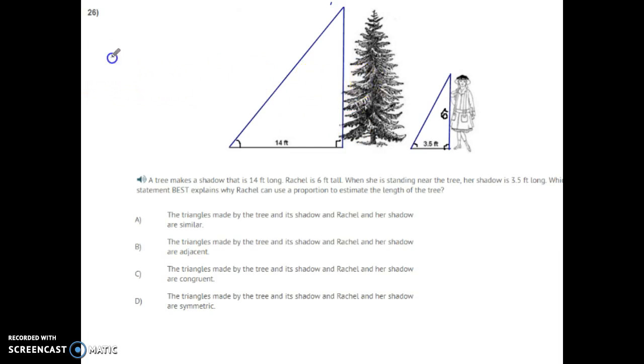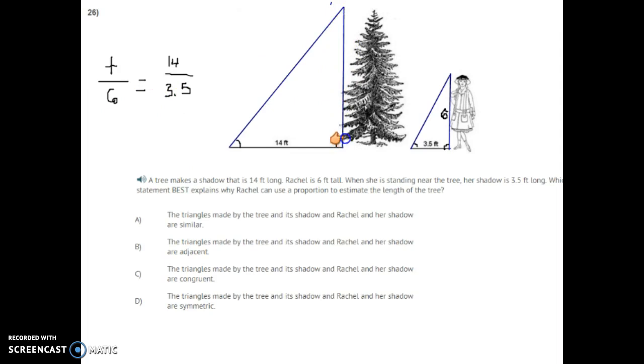So the height of the tree versus the height of Rachel, which is 6, is equal to the shadow of the tree over the shadow of Rachel. And then notice we can cross multiply to find the height of the tree.